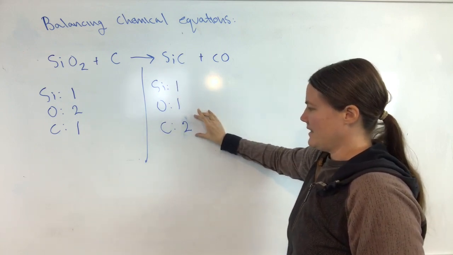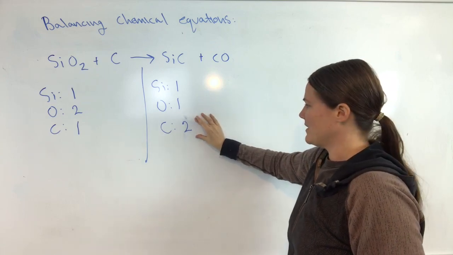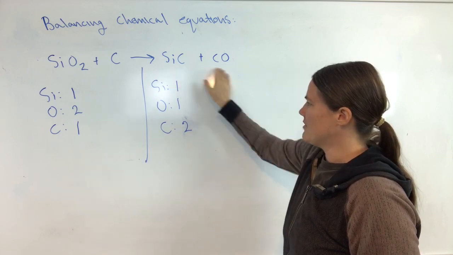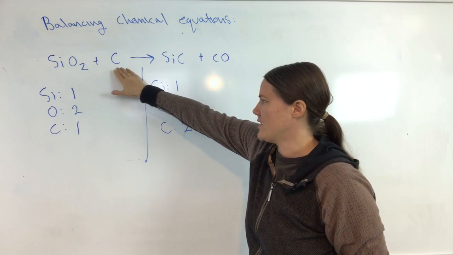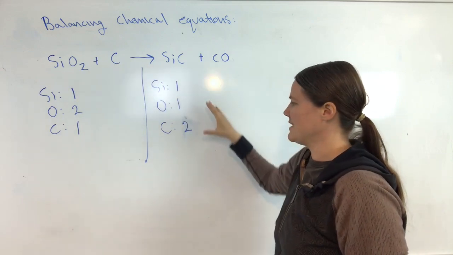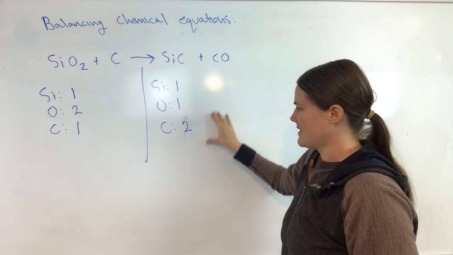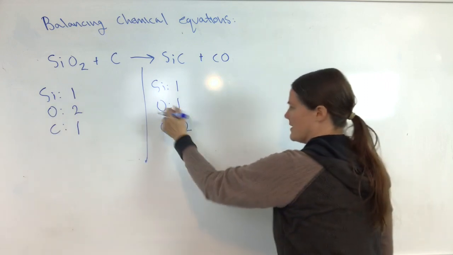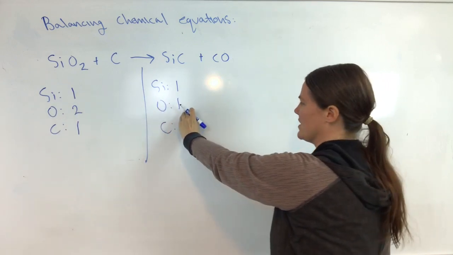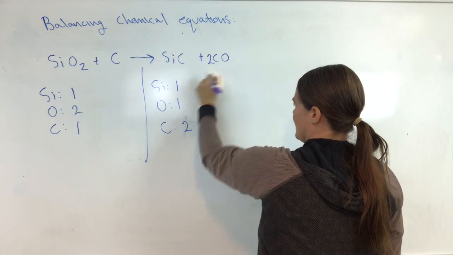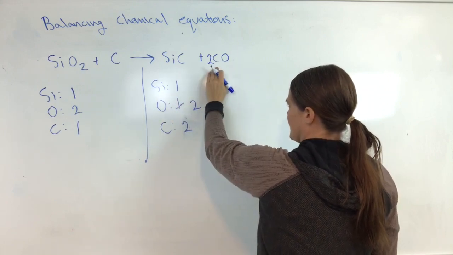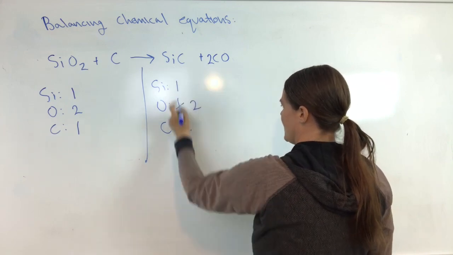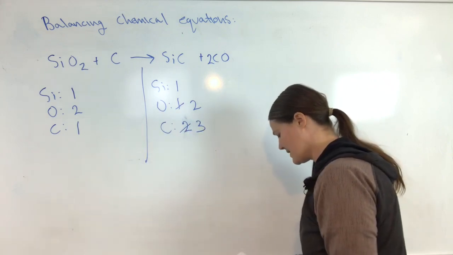And then the next one I would normally do is carbon and do oxygen last, except that I have carbon in 2 of my products, and I also have a carbon sitting here by itself. So I think carbon is going to be easiest to balance last. So I'm going to do the oxygen next. So I have 2 oxygens here and 1 here. So I need to multiply the oxygen on this side by 2. So now I have 2 oxygens, and I've changed my number of carbons. So I have 2 carbons here and 1 here. So I have 3 carbons.